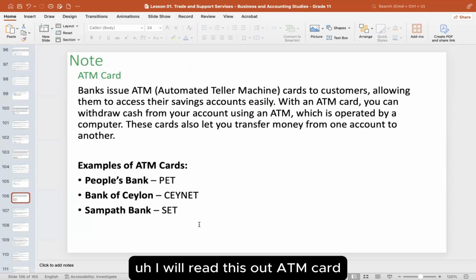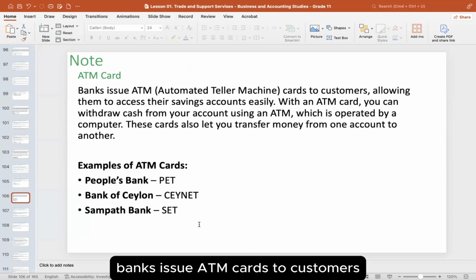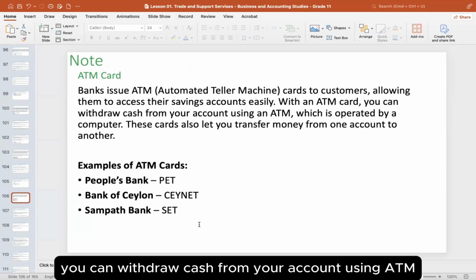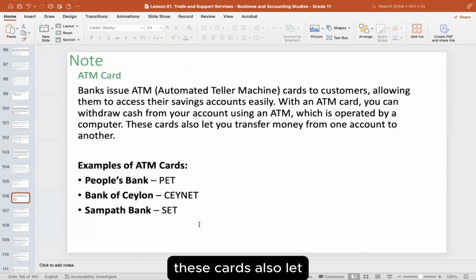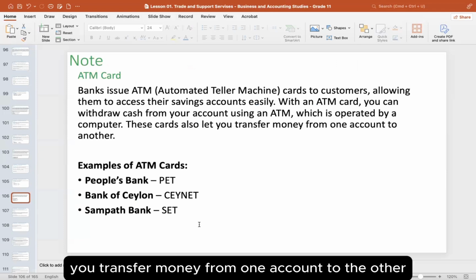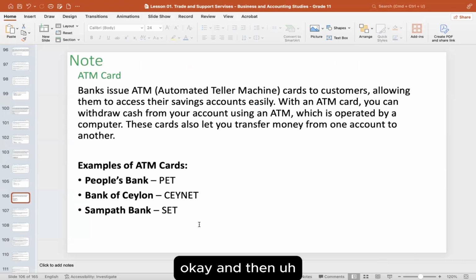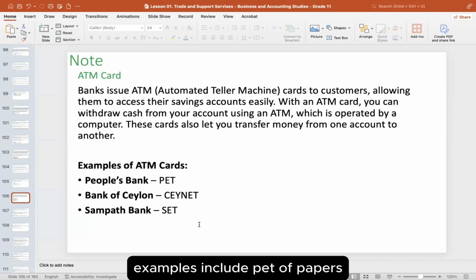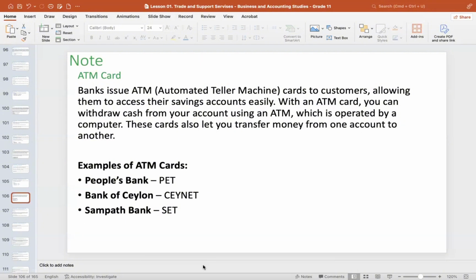I will read this out. ATM card. Banks issue ATM cards to customers, allowing them to access their savings account easily. With the ATM card, you can withdraw cash from your account using an ATM, which is operated by a computer. These cards also let you transfer money from one account to another. Examples include PET of People's Bank, CNET of Bank of Ceylon, and Sampath Bank Set. So you can write them down.